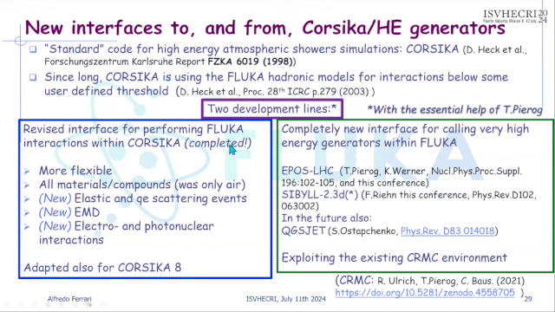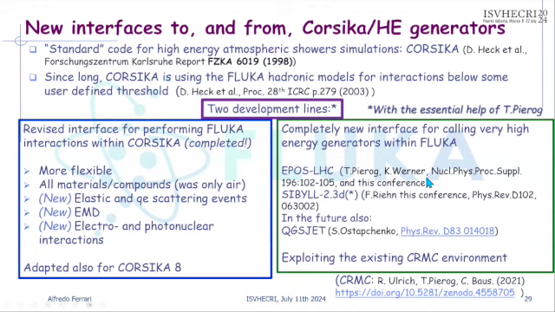The present interface, the revised interface, which is now, I hope, complete, is more flexible. All materials and compounds can now be managed, not only air. Of course, in Corsica 7, only air, but in the future in Corsica 8 also whichever other material. In principle, it can deal also with elastic and quasi-elastic scattering events. I think it's not activated by default. It can deal also with electromagnetic dissociation if we arrive at the conclusion that it is important. It can do electro and photonuclear interactions as well.